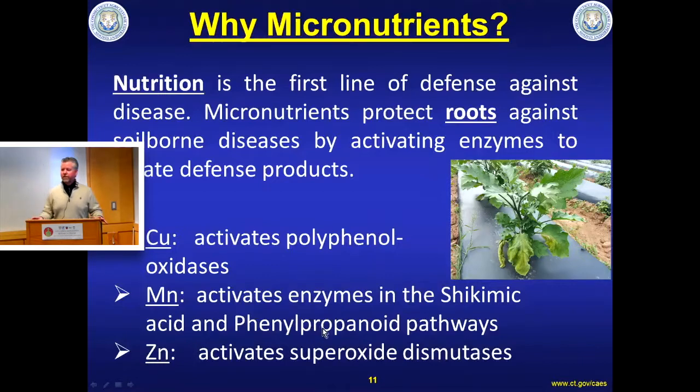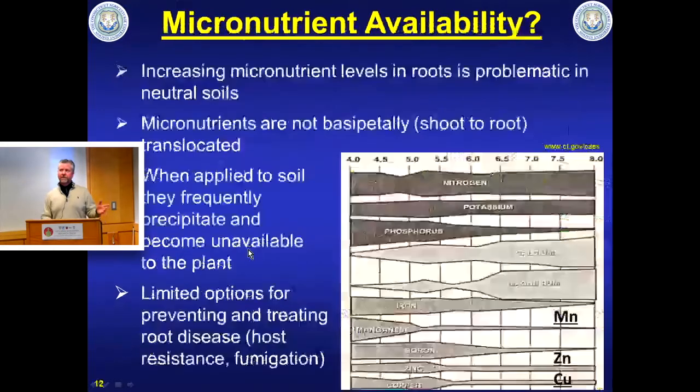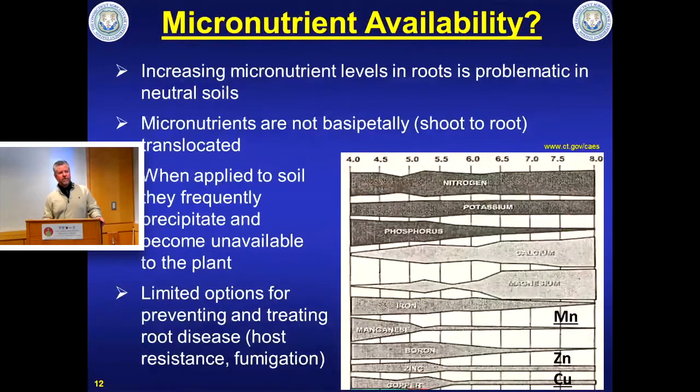But there's two problems with micronutrients. The first problem is that, and this is an old picture from a 1940s soil chemistry textbook, as soil pH approaches neutral, which is where many agricultural soils are, the availability of many of these important micronutrients just drops through the floor. They're completely unavailable in soil, and if you add them to soil as a fertilizer, they just become unavailable. So you can't really feed them to the crop effectively through the soil.